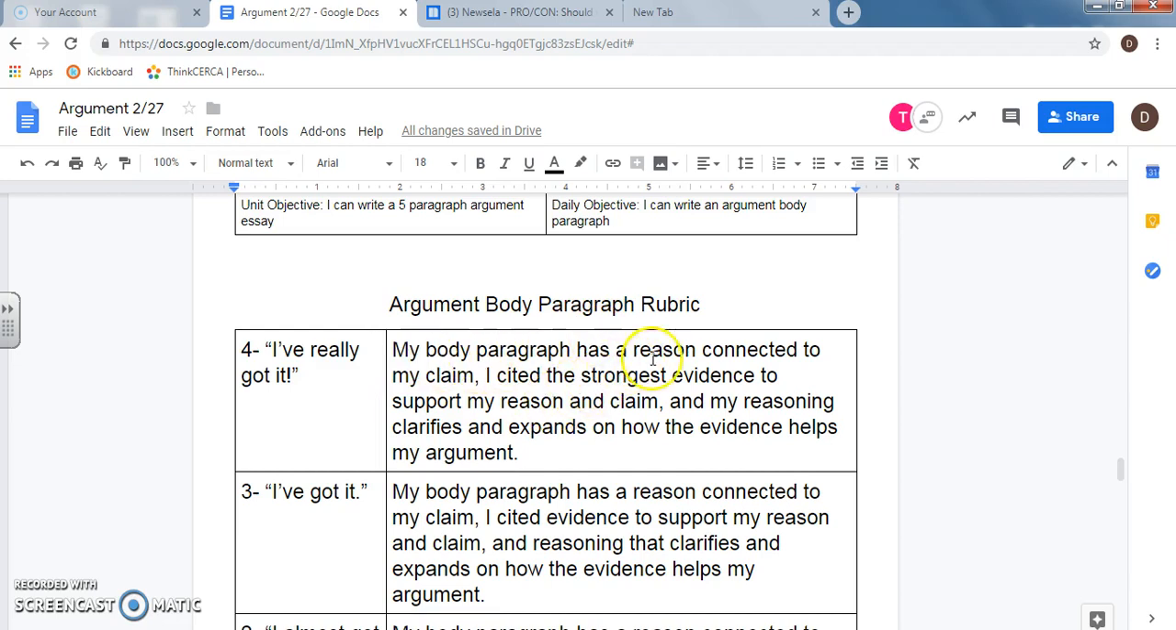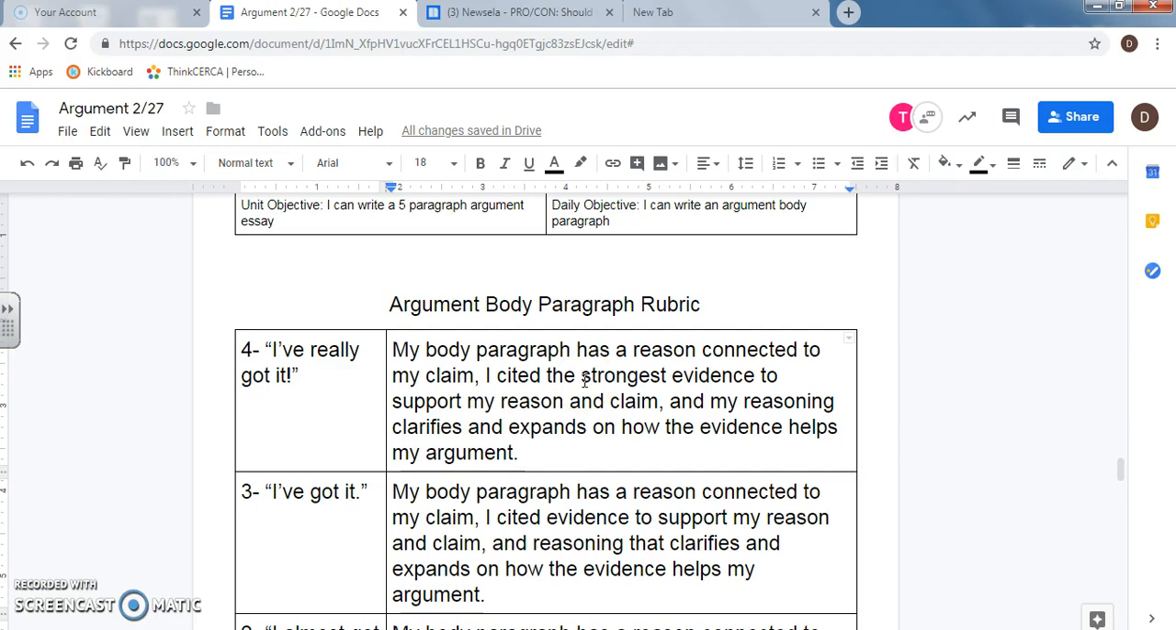My body paragraph has a reason. Of course, you start with your reason. You start in the first sentence of your body paragraph connected to my claim. I cited the strongest evidence to support my reasoning claim, and my reasoning clarifies and expands on how the evidence helps my argument. So to get a 4, you actually have to use the strongest evidence from the article.